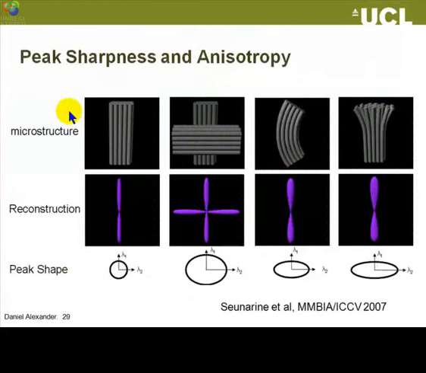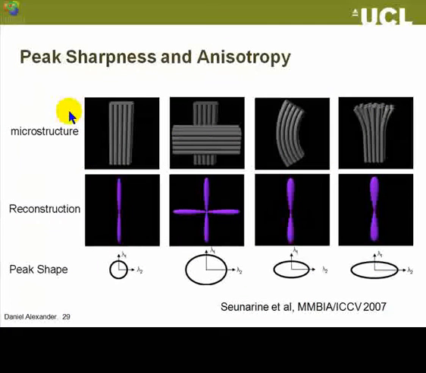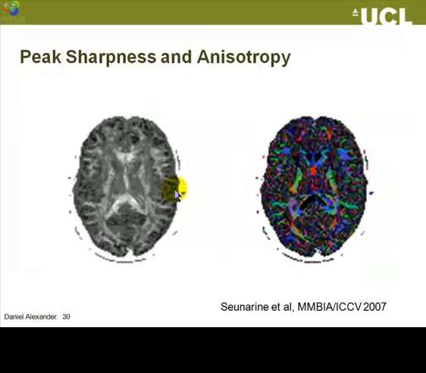So let's look quickly at what people have done so far. In early work looking at fanning and bending, Kieran Sunarine hypothesised that the shape of the peak of these fibre or diffusion ODF functions might reflect the degree of fanning and bending. So the idea was that if we have these kind of planar configurations, the shapes of these peaks will reflect that. And he showed nicely a demonstration of this.